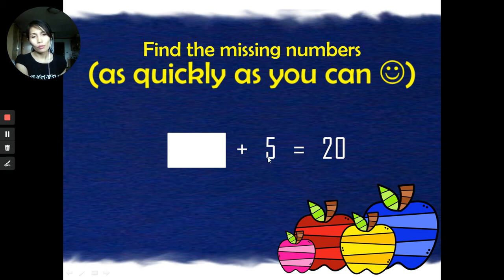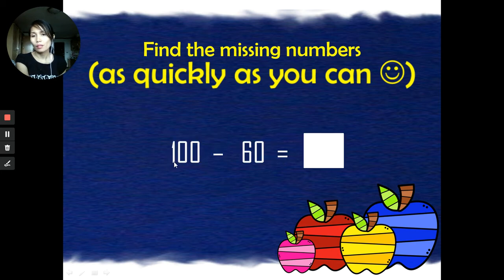Okay, how about this? What do you add to 5 to get 20? 15, yeah? 15 plus 5 equals 20. Or if you use the inverse, you minus 20 minus 5 equals 15. Just think about this. If you're looking for a greater number, then you add. But if you're looking for a lesser number, then you minus. We're looking for a lesser number here because 20 should be the greatest. So we will minus 20 minus 5 is 15.